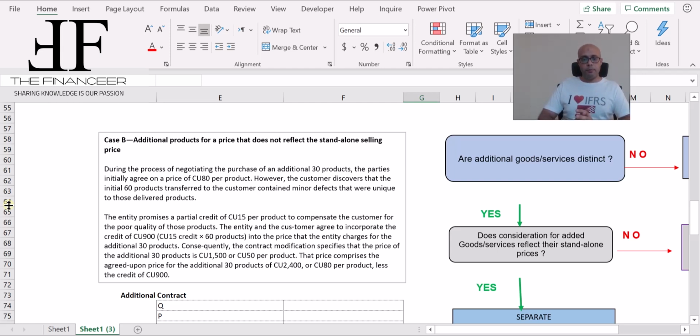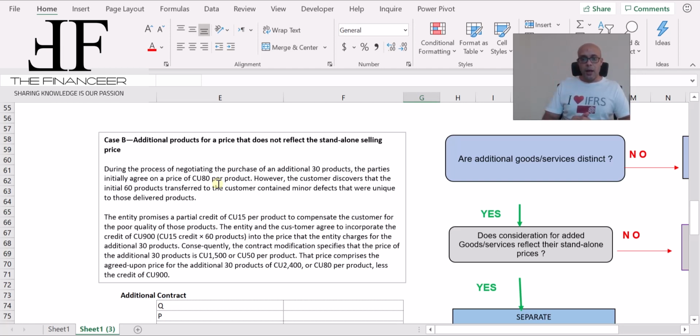Scenario number B: during the process of negotiating the purchase of an additional 30 products, the parties initially agree on a price of $80 per product. So the price now of these additional 30 units is $80 per unit. So the price is different. Remember again, how much was the original price? It was 100. Now the price is 80. So you have a difference here, and this difference is significant.